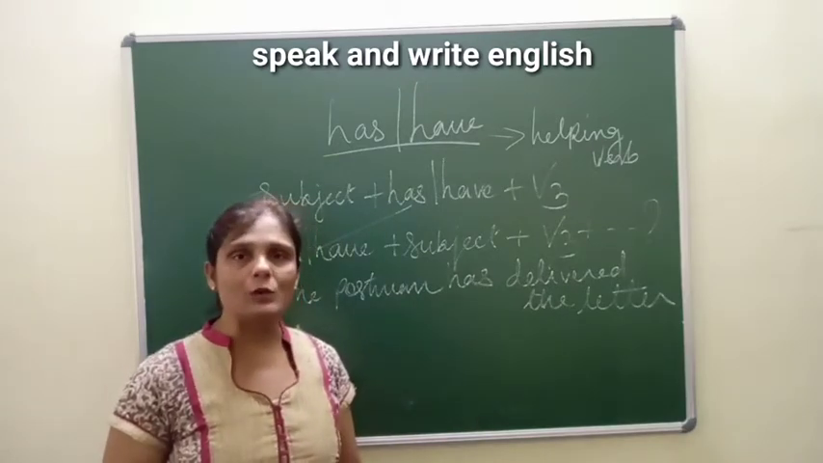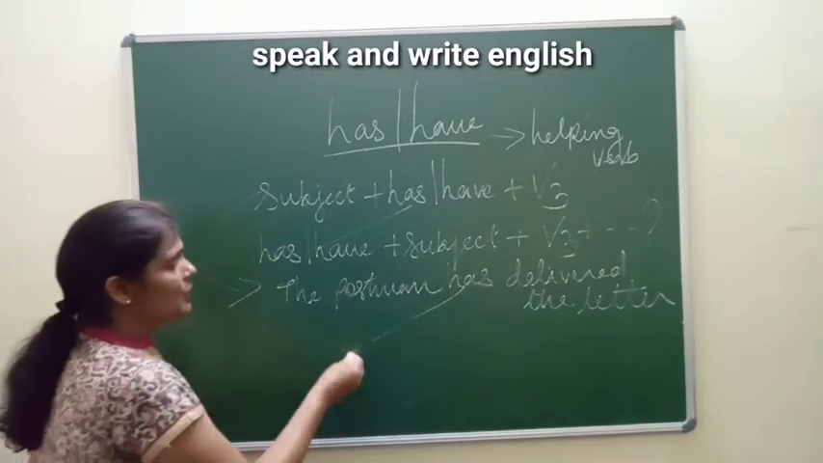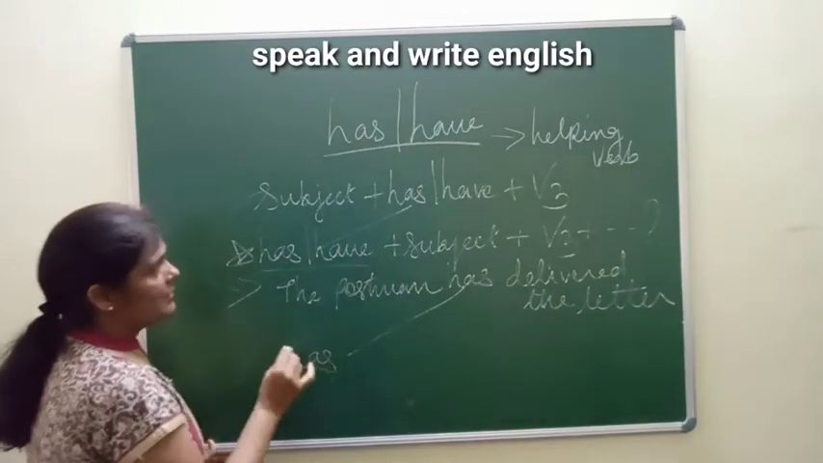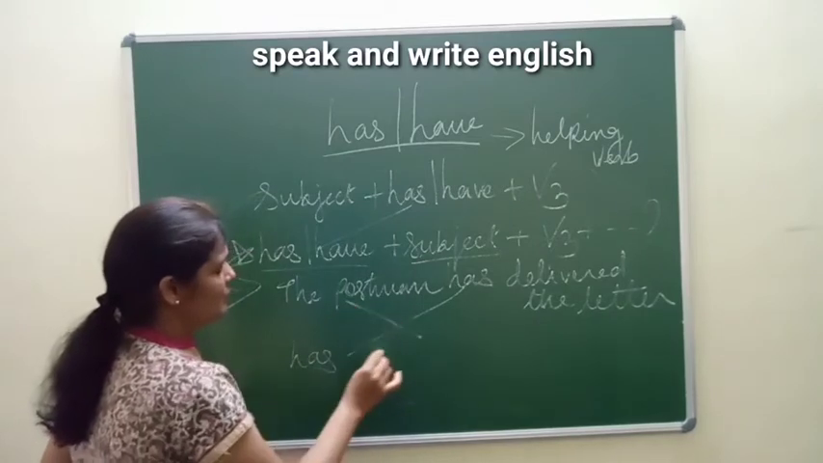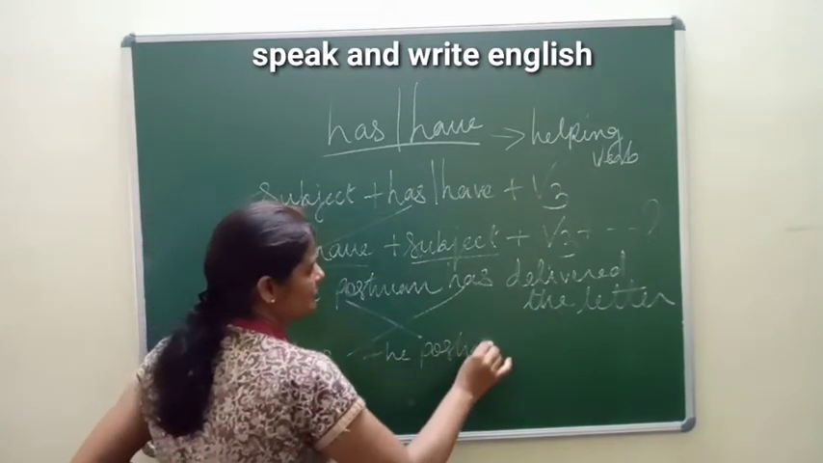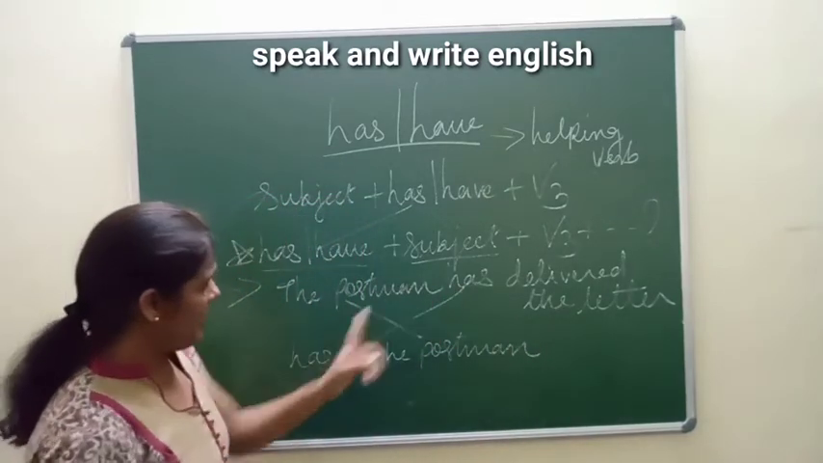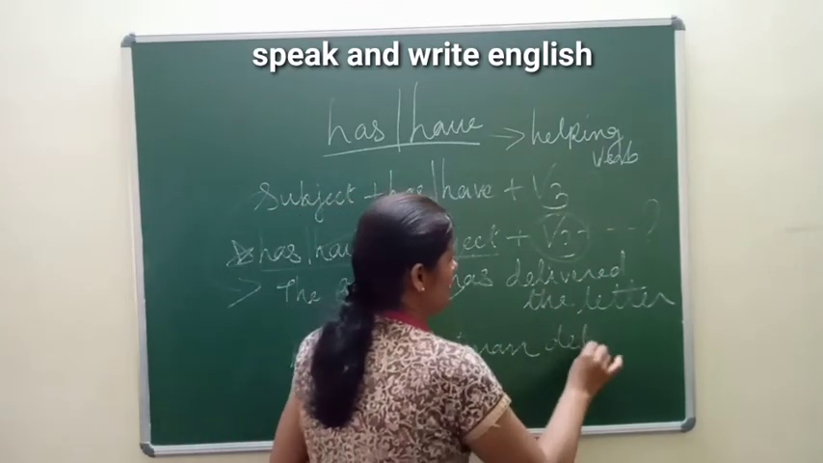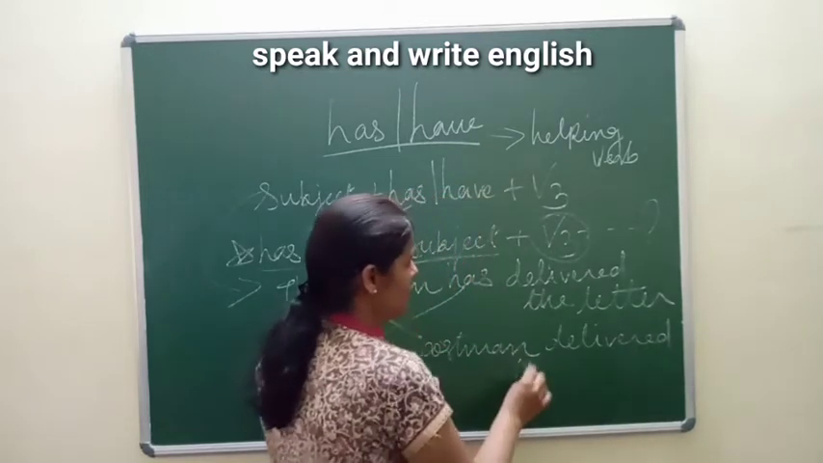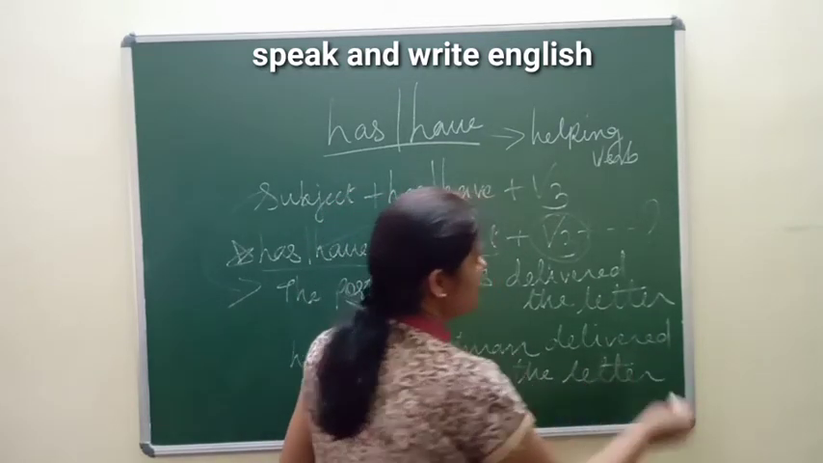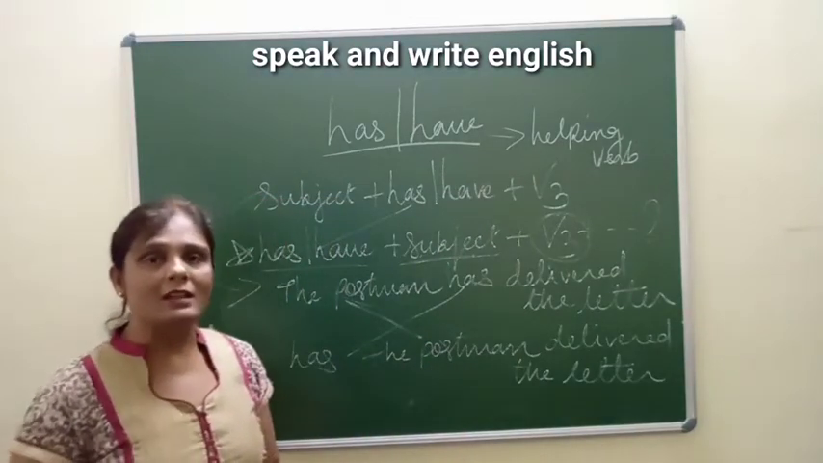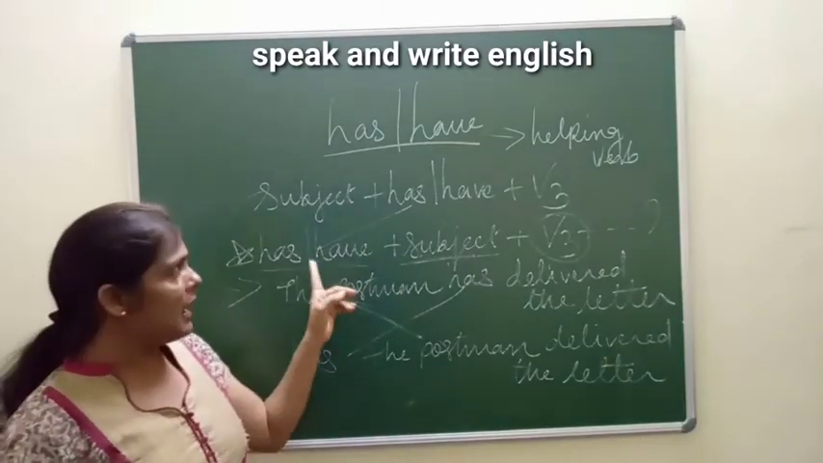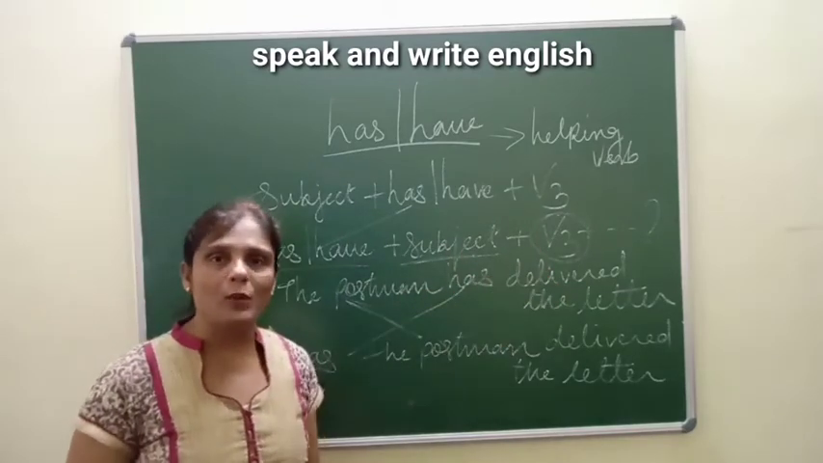Let us understand how to convert this into a question. When you need to convert it into a question, the format will be has, have. So, I have made use of has, followed by the subject. And the subject is the postman. Has, the postman, and after the subject we make use of V3. So, delivered. Has the postman delivered the letter? So, when we convert the statement into a question, the format will be has, have plus subject plus V3.